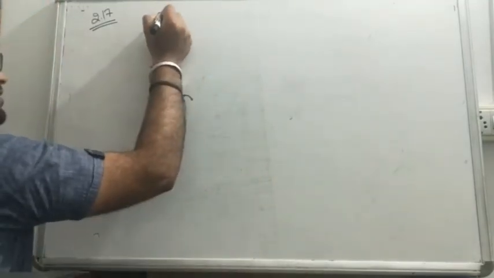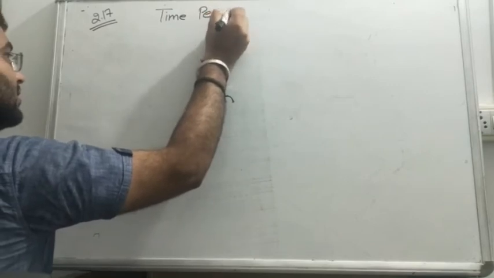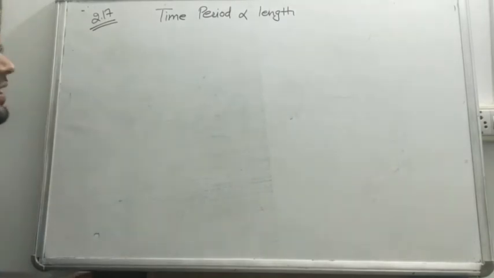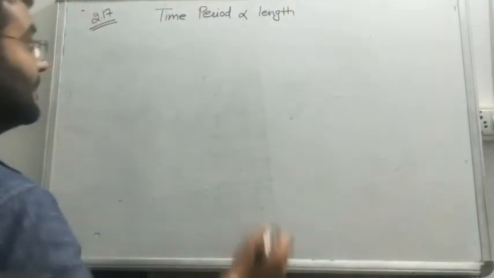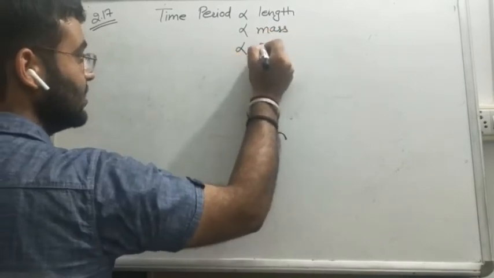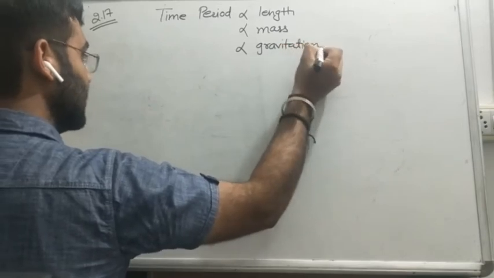First, it is given that time period depends on its length. Okay, then I write here proportional to length. Then again, it is written that it depends on the length, mass of bob and acceleration due to gravity. It means 3 points पर depend करता है, पहला length पे, दूसरा mass पे और तीसरा gravitational acceleration.